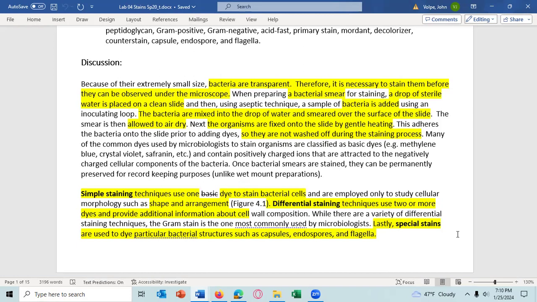So let me reiterate, a bacterial smear is something you do before you do the staining. It is a separate event to make the cells on the slide. It is not part of the staining procedure. It is independent. All right.